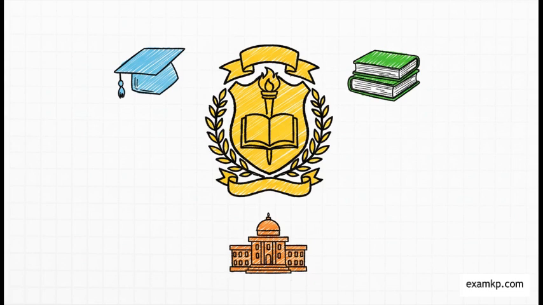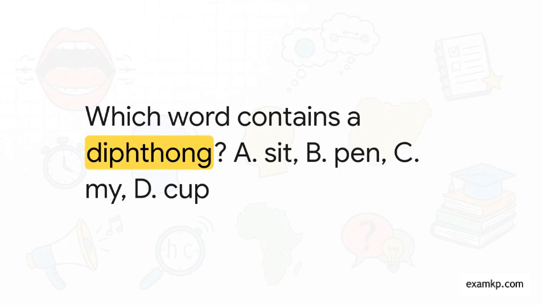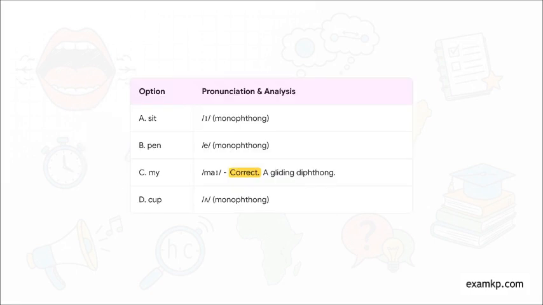Let's tackle a JAMB question from 2021. Now, this one is a little bit different. It doesn't give you the symbol. Instead, it asks you to identify the type of vowel. Which one of these words has a gliding sound?